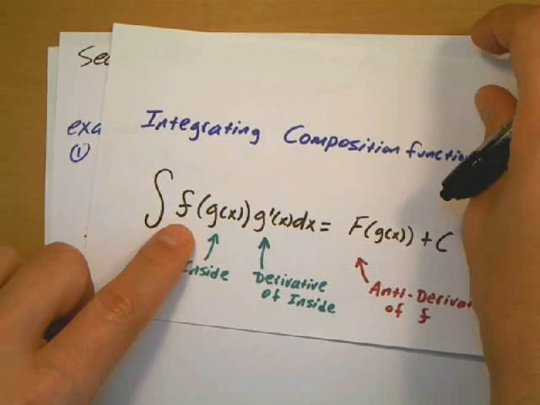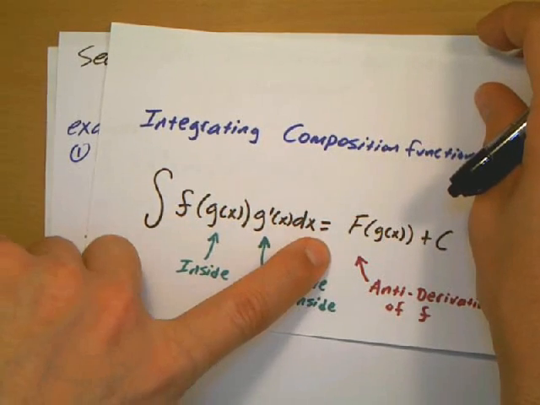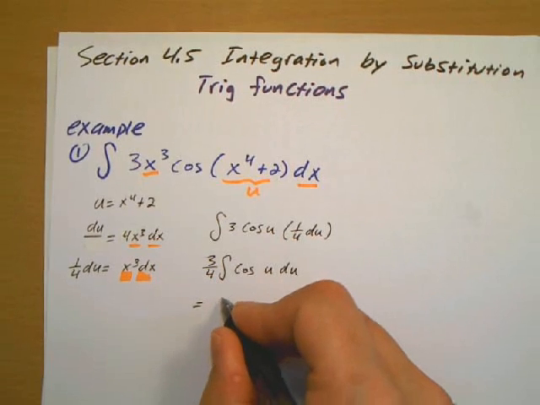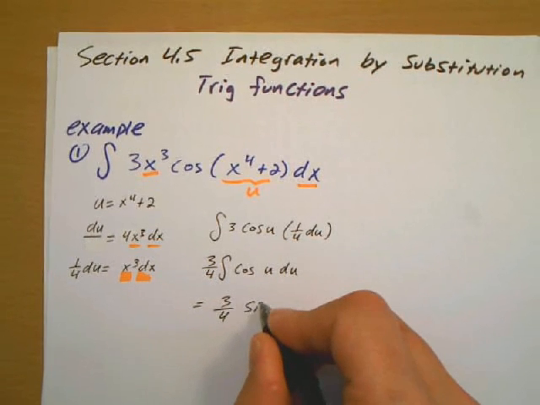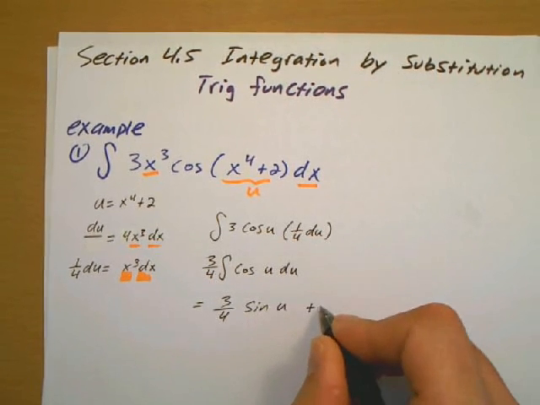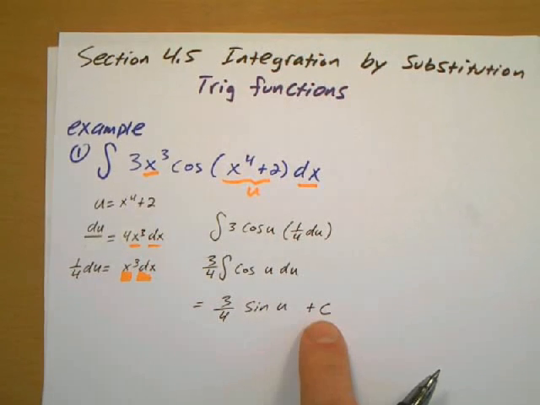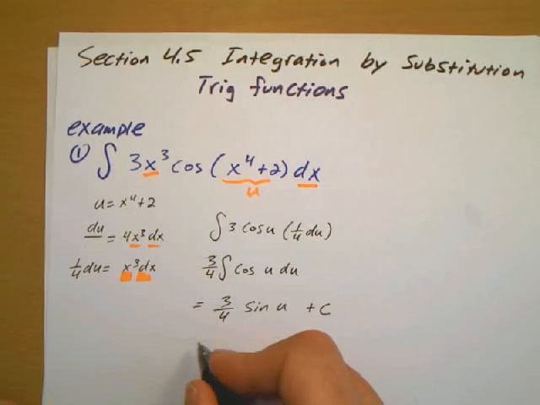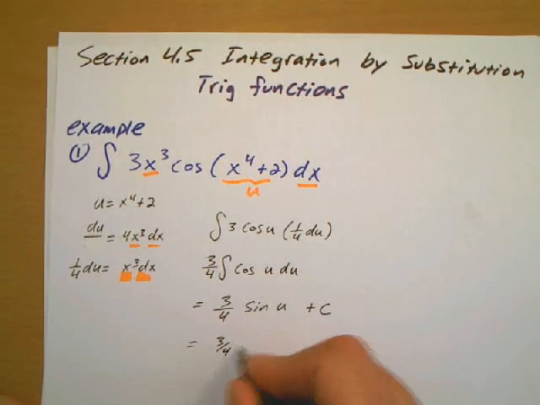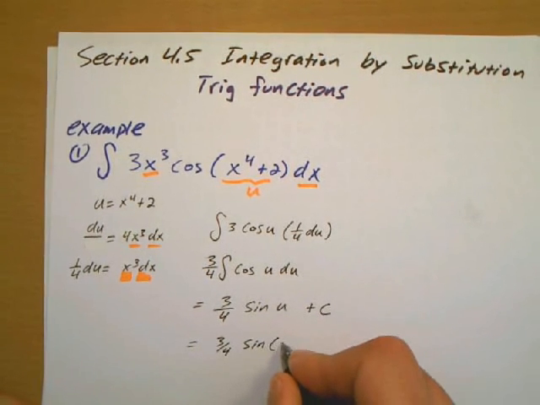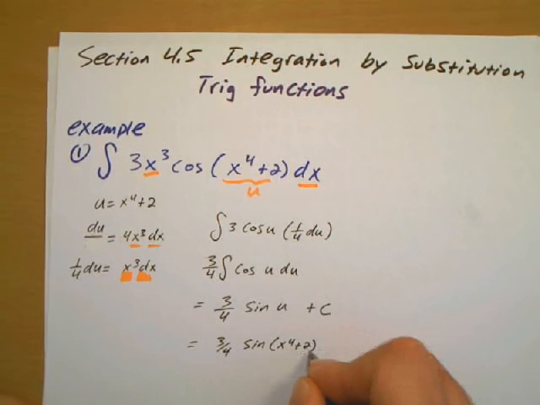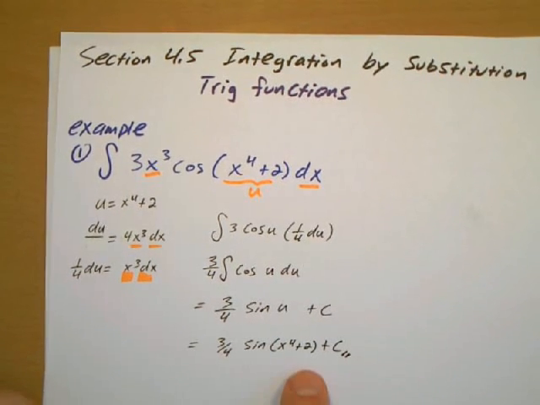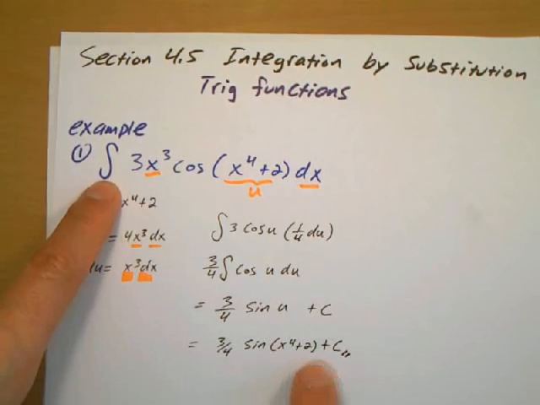outermost antiderivative, which is the antiderivative of cosine, which is a positive sine. So my answer is going to be 3 over 4 sine of u. There are no limits, so it's indefinite, meaning that I have to put a plus c, and then put everything back in terms of x. So my answer is going to be 3 over 4 sine of x to the fourth plus 2 plus c, and there is my indefinite integral, my antiderivative, and that's my answer.